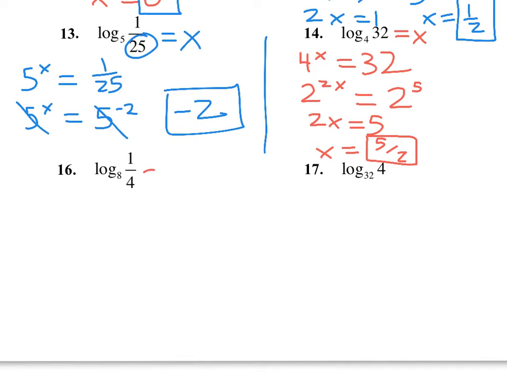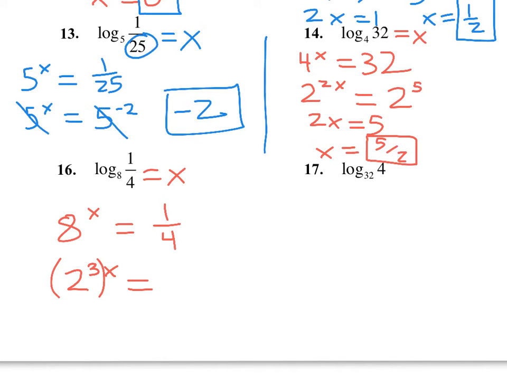Okay, for 16, equal it to x. 8 to the x equals 1 over 4. Alright, so what are 8 and 4 both powers of? They're both powers of 2. 8 is 2 times 2 times 2, so 2 to the third. And then 2 to the third to the x. You don't need parentheses, you can put it if you want. You don't need parentheses unless there's addition or subtraction in the exponent.